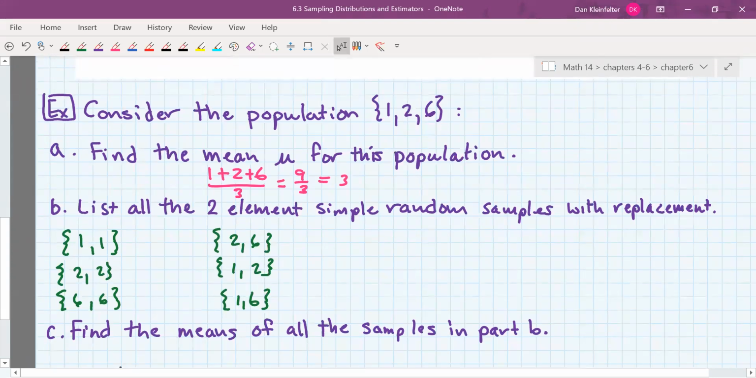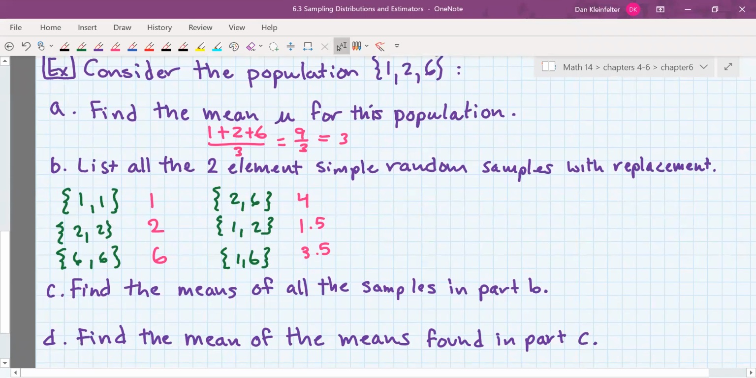Okay, now we're going to find the means of those samples. 1 plus 1 is, sorry, 2. Divided by 2 is 1. The mean of 2 and 2 is going to, of course, be 2. For 6 and 6, it will be 6. For 2 and 6, it will be 4. For 1 and 2, it will be 1.5. And for 1 and 6, it will be 3.5. Okay, so make sure that you're knowing where I'm getting the mean of those samples.